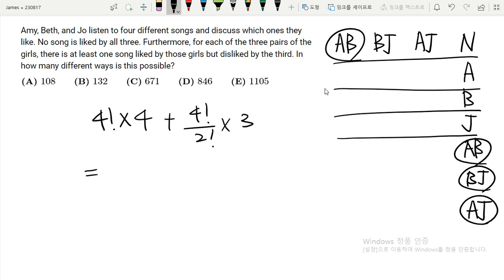So that means the first case is 96. Second case is 36. Yep, so what's the sum of 96 and 36? Yep, 132.